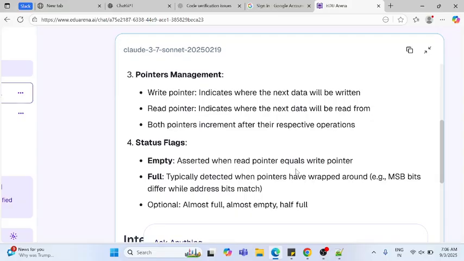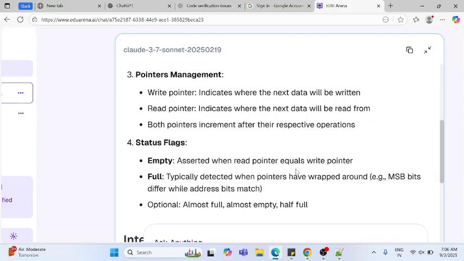Therefore, we have to know when the queue is full, when the FIFO buffer is full, and when the FIFO buffer is empty. Okay, so when the FIFO buffer is full, it is not capable of accepting the next data. If you are writing the data one by one before reading it, then there is a possibility of data loss. To avoid the data loss, we have two indicators, one called full and one called empty.